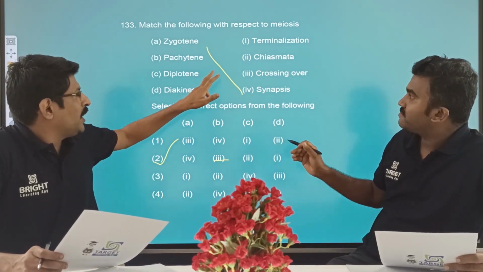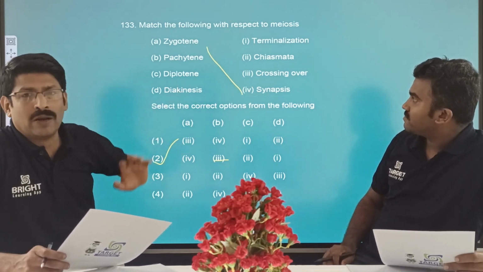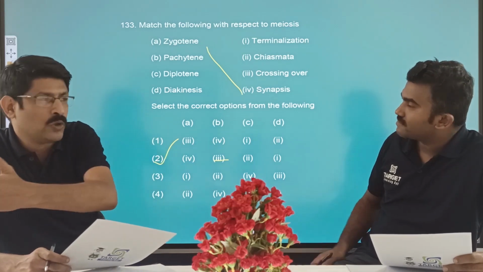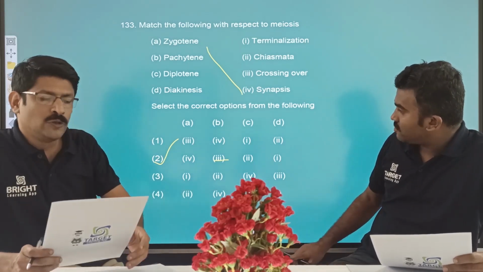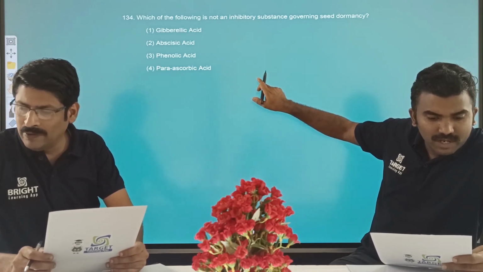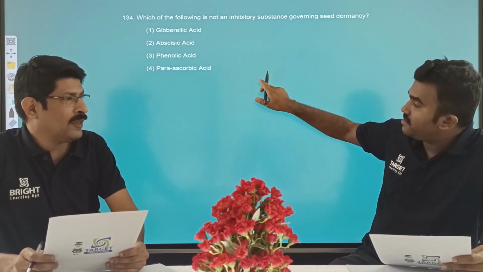Anyway, we will check: diplotene is with the chiasmata. Diakinesis is the termination of chiasmata, a transition to metaphase I also. So the answer is 2, the second one. Page number 168, the same paragraph.